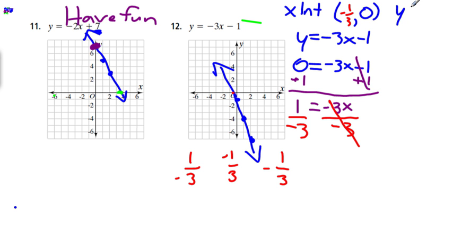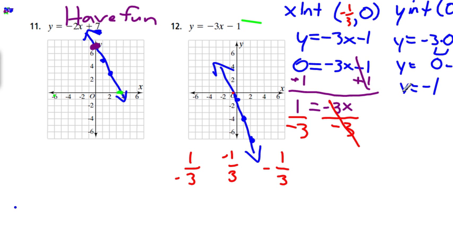Alright, our y-intercept. Much more straightforward, much easier to find. If x is 0, what is y? So we say y equals negative 3 times 0 minus 1. Negative 3 times 0, well, whatever times 0 is going to be 0. 0 minus 1, well, it's just negative 1. So our y-intercept is going to be 0, positive 1. Wait, negative 1, negative 1. Oh, whoops, I almost messed that up. Negative 1, and there we can see it right there.